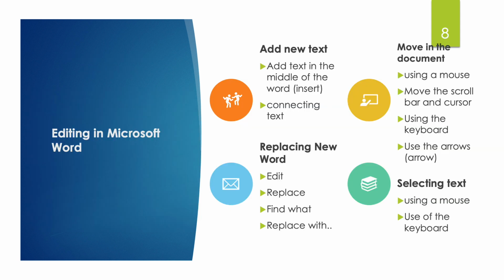Editing in Microsoft Word, you can add new text, you can use headings, or you can change whatever size that you want for your text. You can replace any word through replace, or editing, find some word and then replace that word with something else. You can also move in the document using your mouse, or you can use the scroll bar and cursor or the keyboard. And then you can select any text that you want to highlight, for example. So nothing new on this slide.